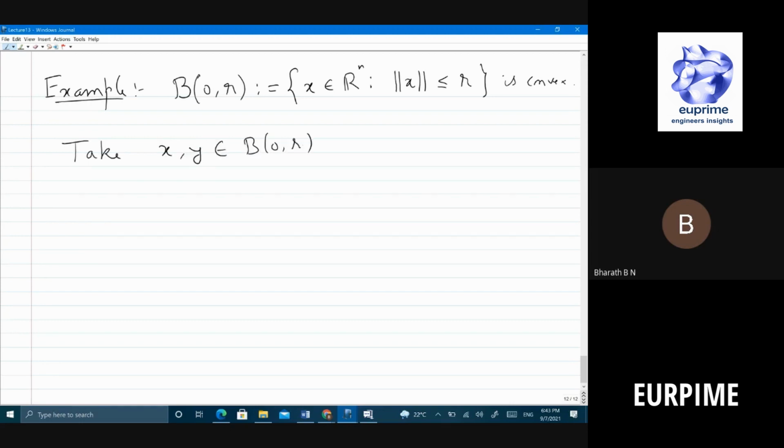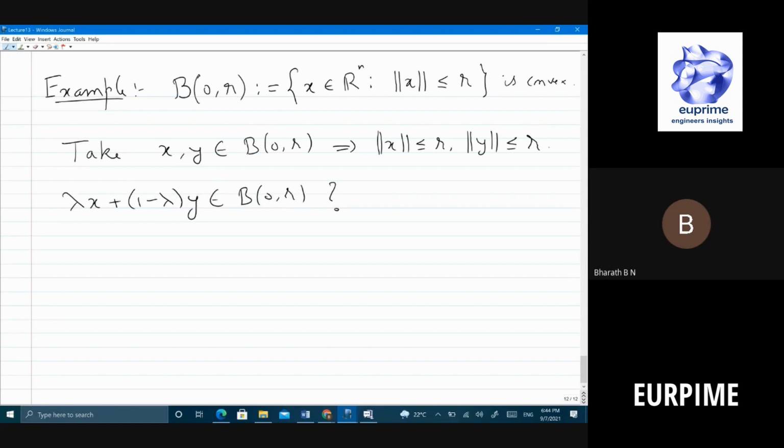You take these 2 points. Now I have to draw a line joining them. So what does this imply? This implies norm of x is less than or equal to r, and norm of y is less than or equal to r. That's what this set says. The moment you say it belongs to this, it's within r distance from the origin. Now, what is it that I have to prove? I have to prove that all the points on the line belong to this set. So let's look at lambda x plus 1 minus lambda y. Does it belong to this ball? That is the question we need to answer.